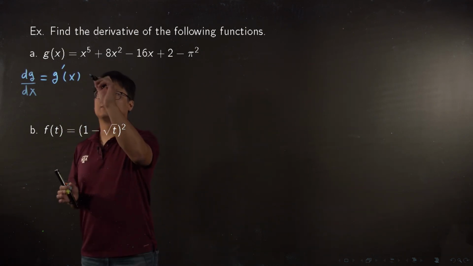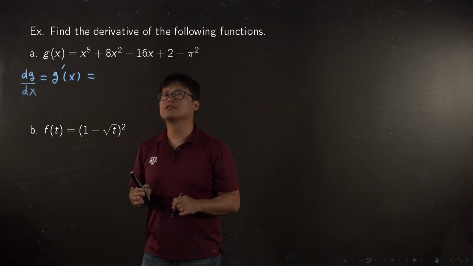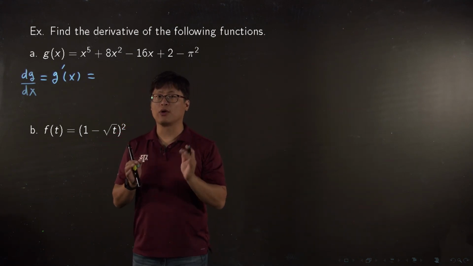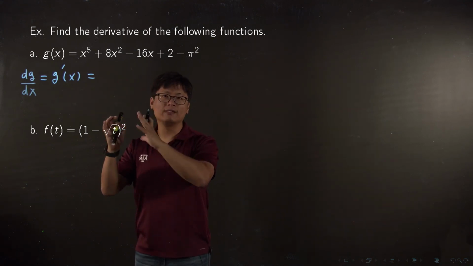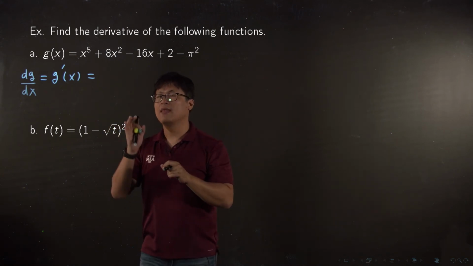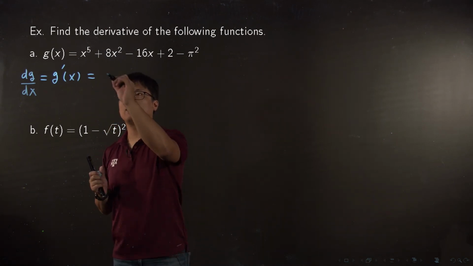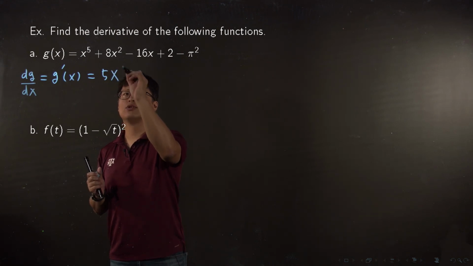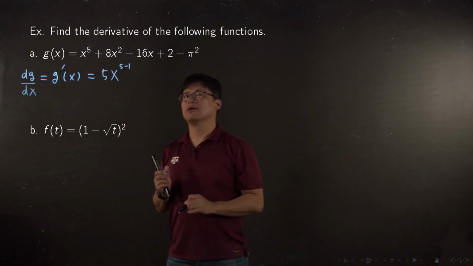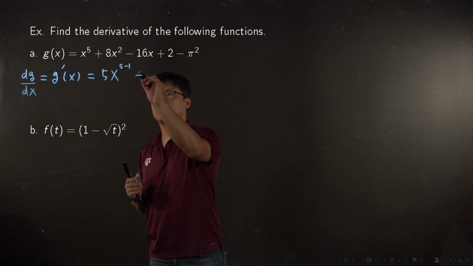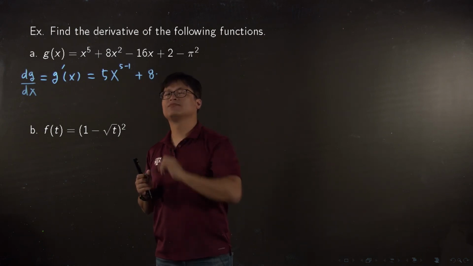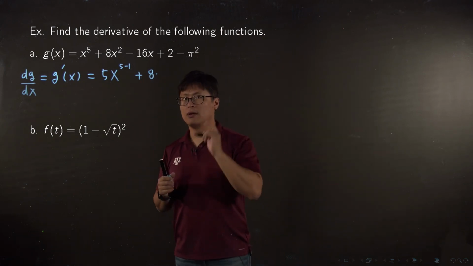And what is that? Look at the first one, x to the 5, right? It's a power function. x, your unknown variable, is on the base, and your exponent is a number. Then we're going to follow the power rule, right? 5x to the 5 minus 1. The second term, 8 is just a coefficient, and then x squared, another power rule, right?